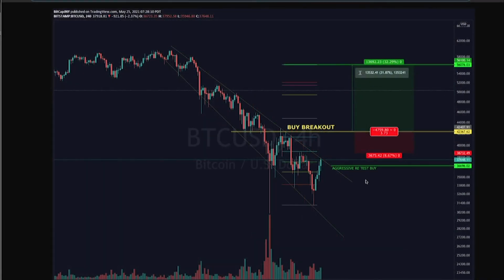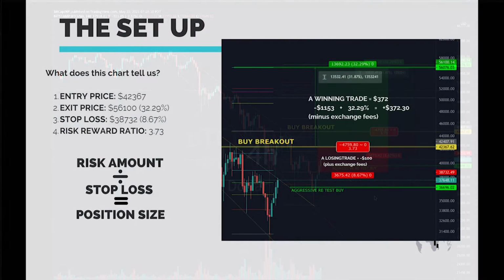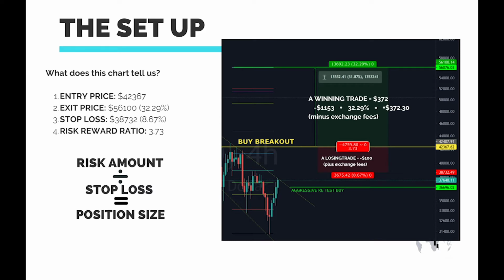Our point of entry is here at $42,407. Our take profit is at $56,100. And we've determined that a safe stop loss would be right here at $38,732, which is about 8.67% from our entry price, giving us a nice risk reward ratio of 3.73. So if you're risking $100 on this trade, you stand to win 3.73 times that $100 should the trade be successful.